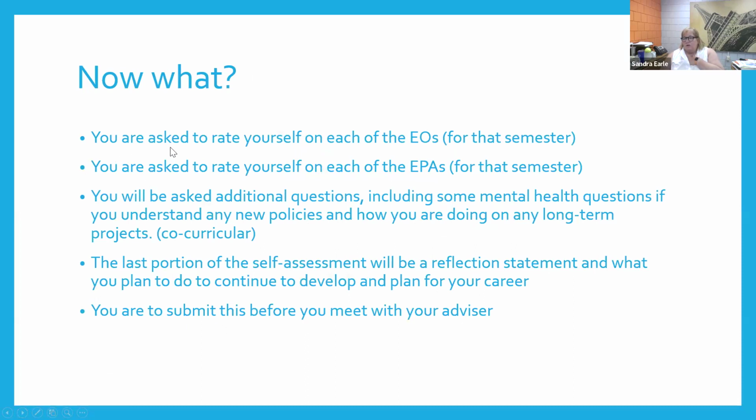And so now what? You're asked to rate yourself on each of the educational outcomes for that semester. You're asked to rate yourself on each of the EPAs for that semester. You will be asked additional questions. The last portion, and probably the most important, is for you to reflect on all this and make a plan for going forward. You can do this with the help of your advisor and submit and talk through this with you before you register for the following.